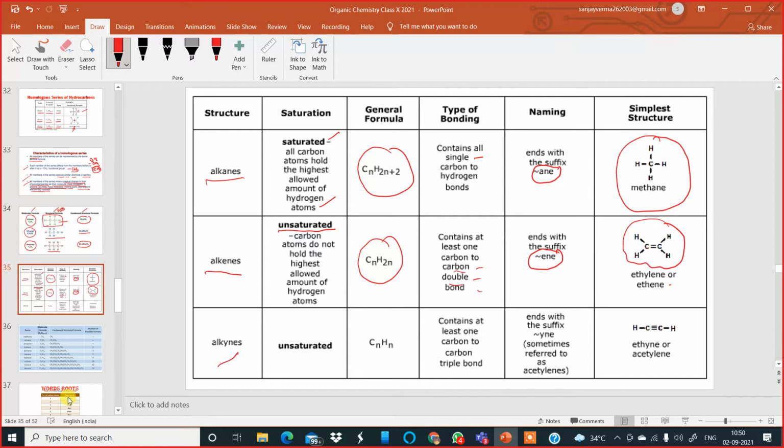Okay. The next homologous series of hydrocarbons is alkynes. Alkynes are also unsaturated. The general formula is CnH2n-2. Alkynes contain at least one carbon-to-carbon triple bond; it is compulsory. Alkynes end with the suffix -yne, and are sometimes referred to as acetylenes also. Alkynes are also called what? They are also called acetylenes.